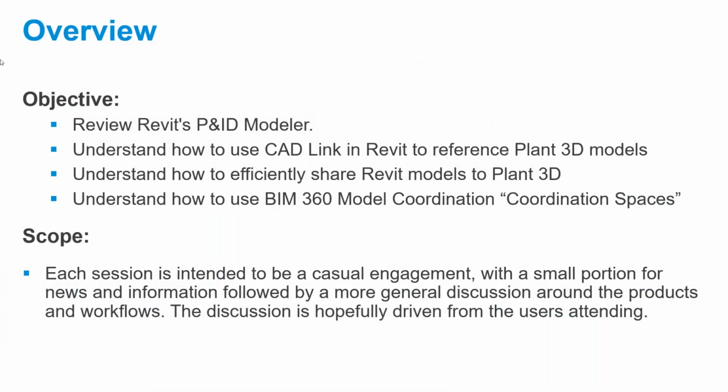So the objective of today is, first of all, to review Revit's P&ID Modeler, understand how to use CATLink in Revit and reference Plants 3D models, understand how to efficiently share Revit models in Plants 3D, and understand how to use BIM 360 model coordination to bring Revit and Plants 3D together, where you can do clash detection, as you might know already.